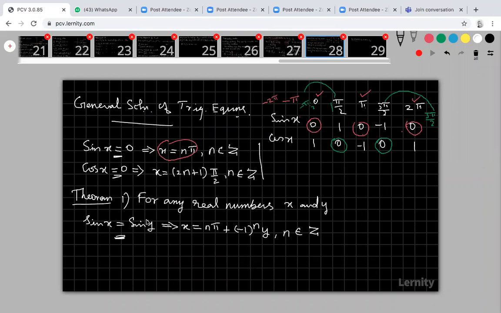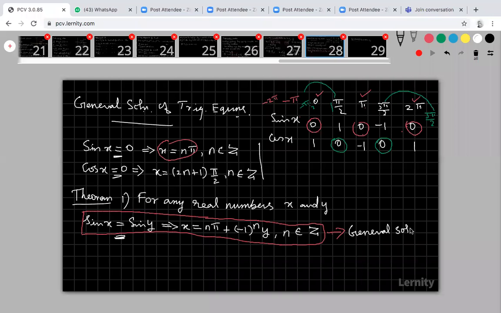Right. So now look at that, for any two real numbers, this is a solution. So please try to understand the solution. The solution is very important. Proof is not that important from the exam point of view. In exam, this result is important. If sin x is equal to sin y, then what is my x? My x is equal to n pi plus minus 1 power n times y. This is called the general solution.